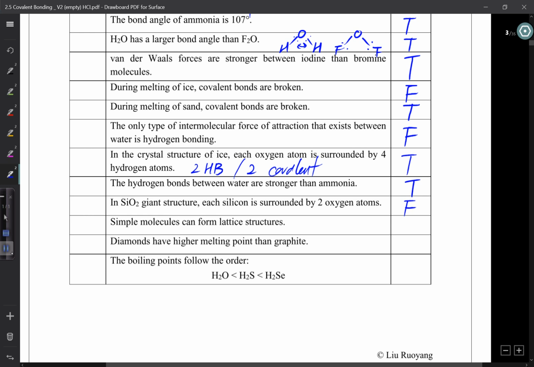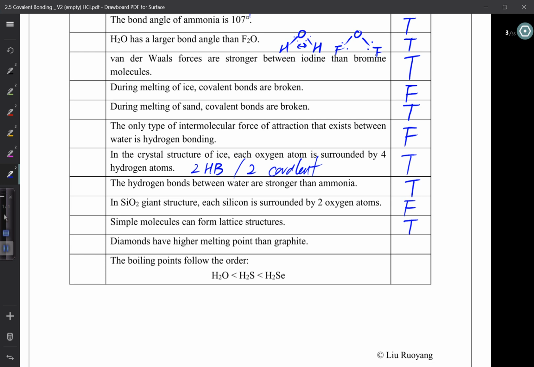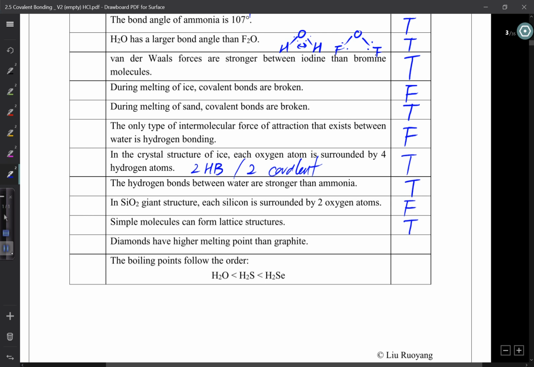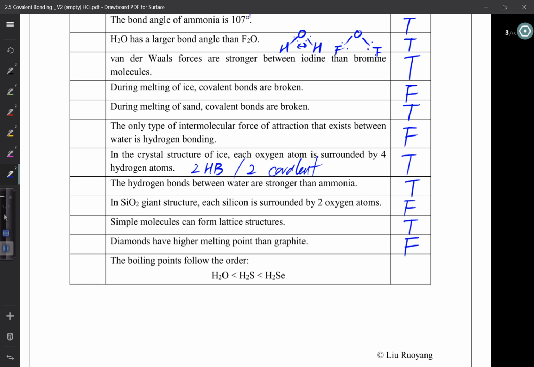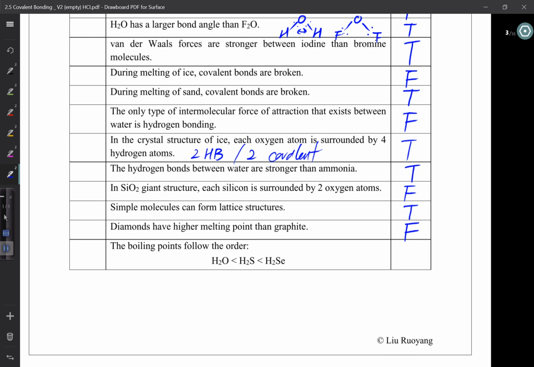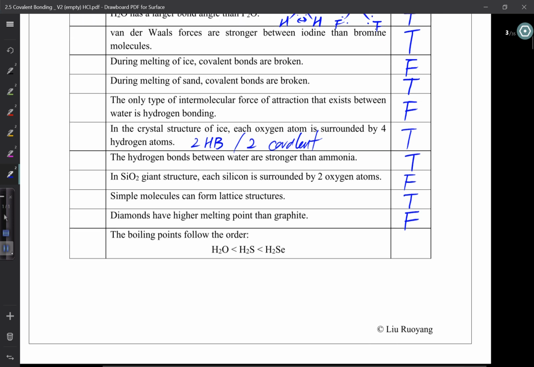Simple molecules can form lattice structures. True, in the solid state. In the solid state, either atoms or molecules occupy the lattice points, and the attraction is intermolecular force, which is Van der Waals. Diamonds have a higher melting point than graphite. This is not true, alright? I mentioned that it's very hard to compare. Both of them are high. So it's not true to say that diamonds have a higher melting point. In fact, I think graphite should have the higher melting point. That's why I said leave it blank. Isn't that the more logical?